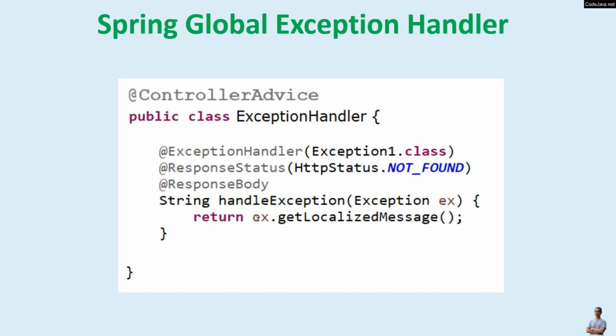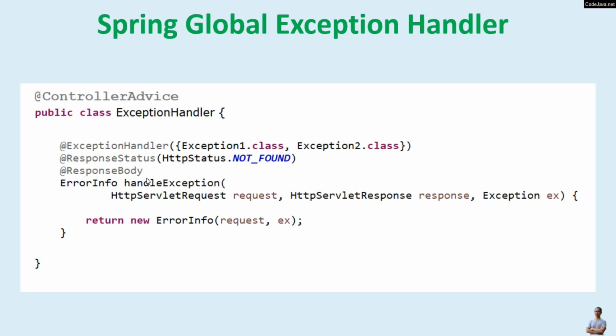And for a Spring REST API, you need to use ResponseStatus to specify the HTTP status and ResponseBody to tell Spring to include the return value of the handler method in the body of the response. And you can also specify multiple exceptions in one handler method like this. And you can access HttpServletRequest, HttpServletResponse, and the exception, and return a custom class, for example, ErrorInfo here.